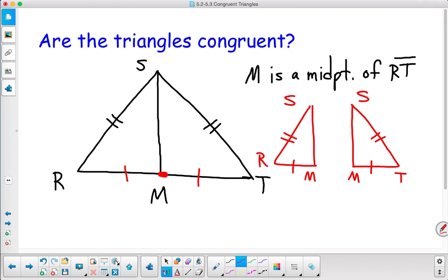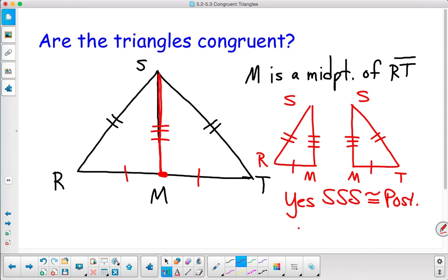And the last thing to think about is, again, these triangles are hooked together. So this segment is the same in both triangles. And we get a yes again. They're congruent by side, side, side congruence postulate. Triangle RSM is congruent to triangle TSM. I have to stop and think, just like you.